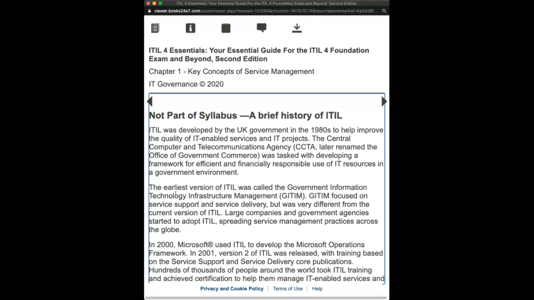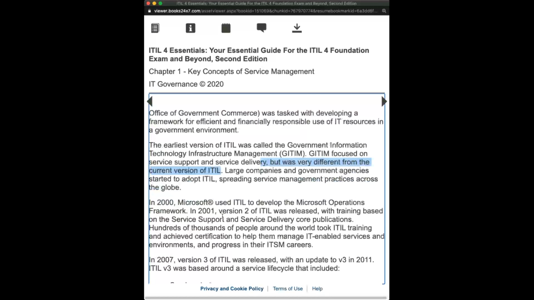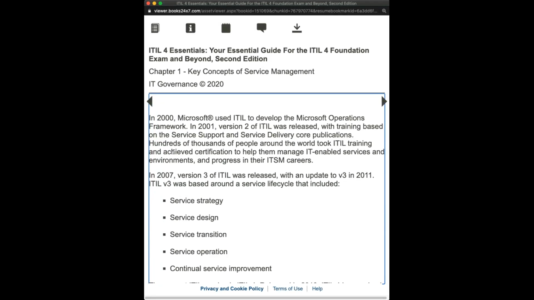The earliest version of ITIL was called Government Information Technology Infrastructure Management. That is so long. Okay, but it was very different from ITIL. So in 2000, Microsoft, a very big computer company, used ITIL to develop the Microsoft Operations Framework. As you can see, ITIL has several versions. They don't change it every year. They change it once in a while.